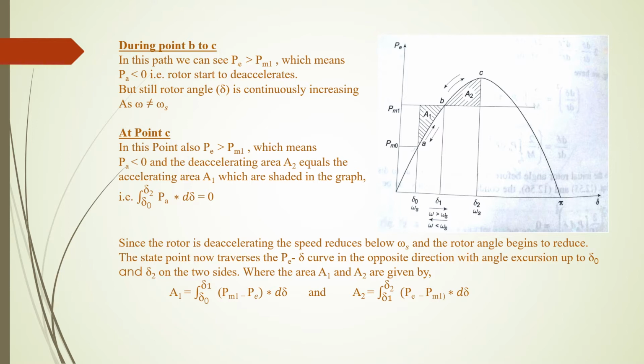Since the rotor is decelerating, the speed reduces below omega s and the rotor angle begins to reduce. The state point now traverses the PE del curve in the opposite direction with angle excursion up to del 0 and del 2 on the two sides, where the areas A1 and A2 are given by A1 equals integration of del 0 to del 1 of PM1 minus PE into d del, and A2 equals integration of del 1 to del 2 of PE minus PM1 into d del.